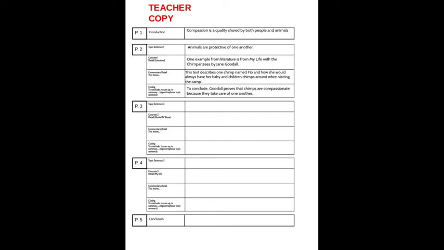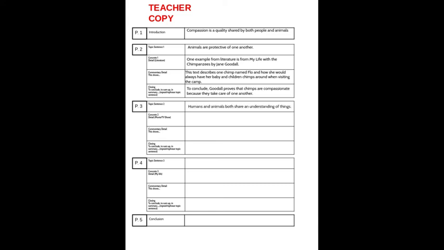Now that I have finished my first detail about literature, does that paragraph prove what I'm trying to say in my introduction? That compassion is a quality shared by both people and animals? The answer is yes. So I'm ready to move on to my next example. Now I'm going to work on my example from a movie. Let's take a look at how I start off this paragraph.